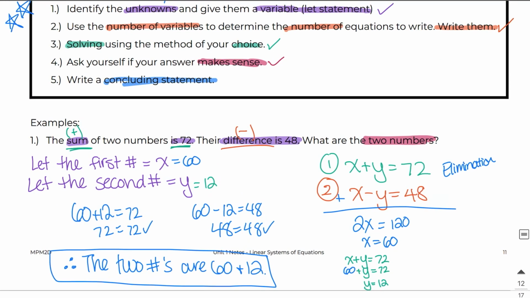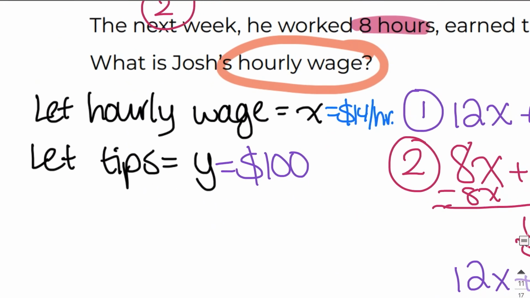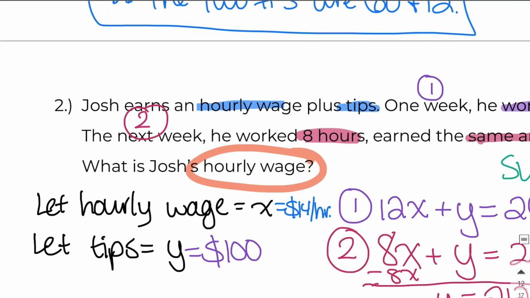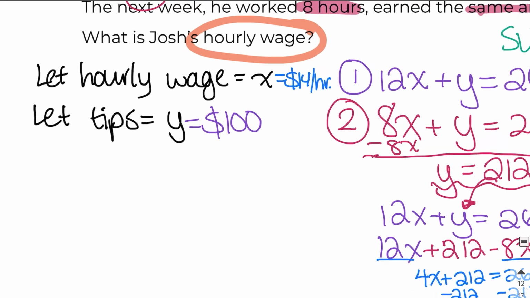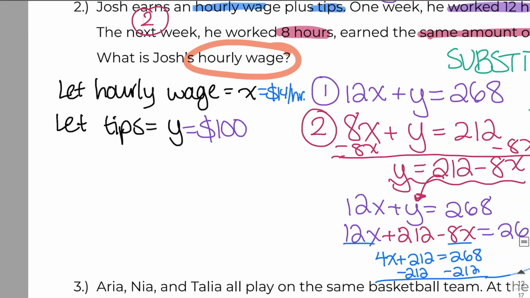But after I'm done with that, I have to ask myself if my answer makes sense. So for example, if I get an hourly wage of negative $500 per hour, I know that doesn't make sense, right? If I get negative 3,000 for tips here, I know that won't make sense. I'm just making up random numbers, but the whole point is $14 per hour is an amount of money that makes sense for an hourly wage, and $100 for tips is also a number that makes sense for tips, okay?